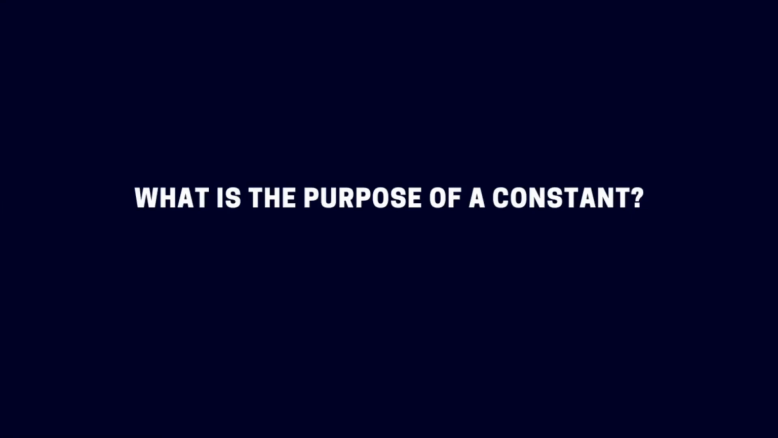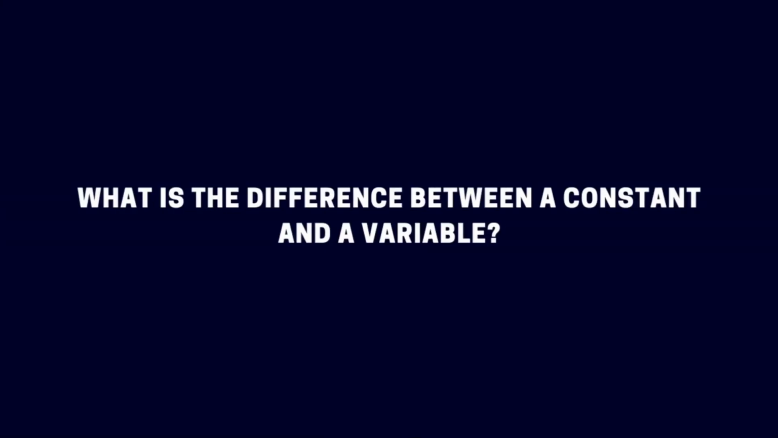What is the purpose of a constant? The purpose of a constant is to define data that cannot be changed. What is the difference between a constant and a variable? A variable defines data that can be changed and reassigned later in the program, whereas a constant defines data that cannot be changed.